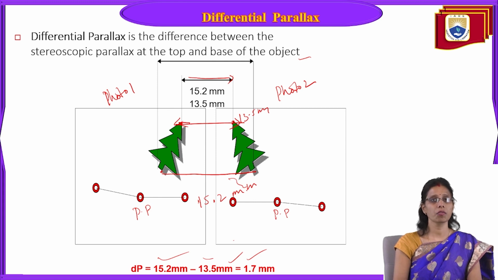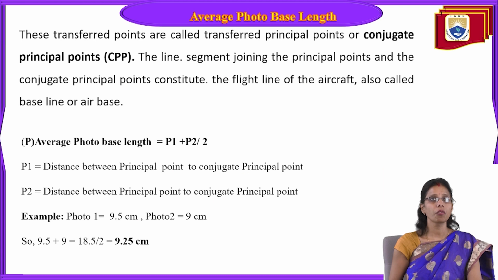These are the terms that, once we understand them, we are able to understand computing the height of the object. The differential parallax we know, what a parallax is we know. Now we have to find out what the average photo base length is. So what is average photo base length?